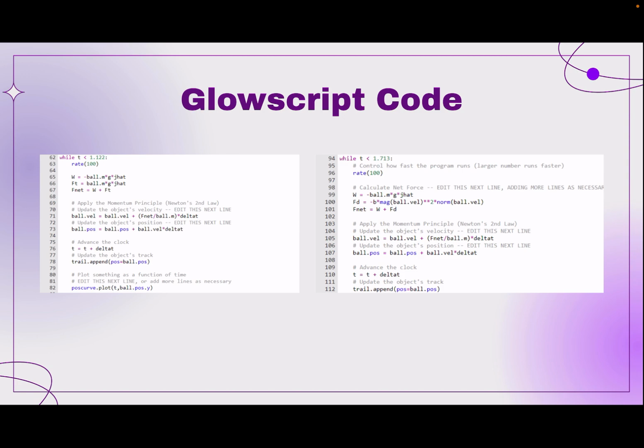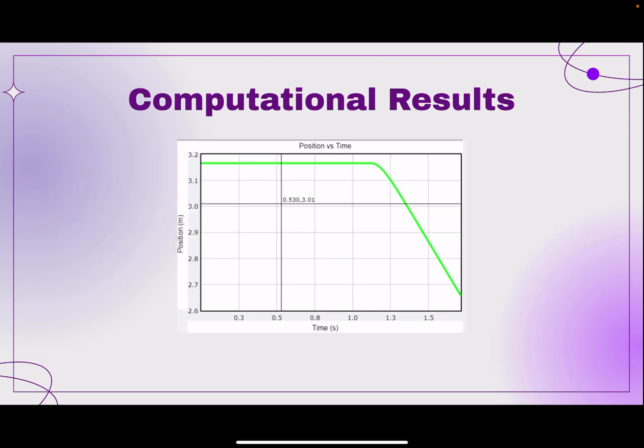The second while loop on the right represents the period of time after the entire Slinky begins to move. Here, the forces acting on the Slinky are different, being drag and the force of gravity, which means that the net force is no longer 0. The momentum principle is then similarly applied, updating velocity and position for the falling Slinky. Here is the computational model generated by the code. This represents our predicted data.